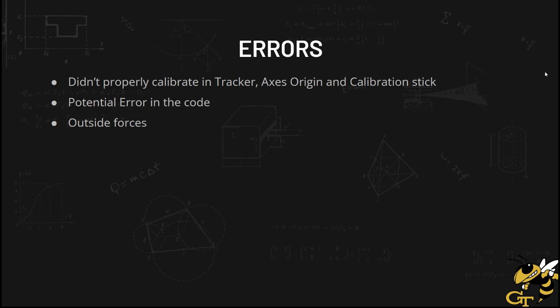Now for errors, some errors I probably made: I didn't properly calibrate the axis origin and calibration stick in Tracker. That's mainly because the video was moving, and you can't really set it all that well while the video is moving. There's also probably some potential error in the code that I missed. And also, as I said before, outside forces like air resistance, gravity, whatnot.